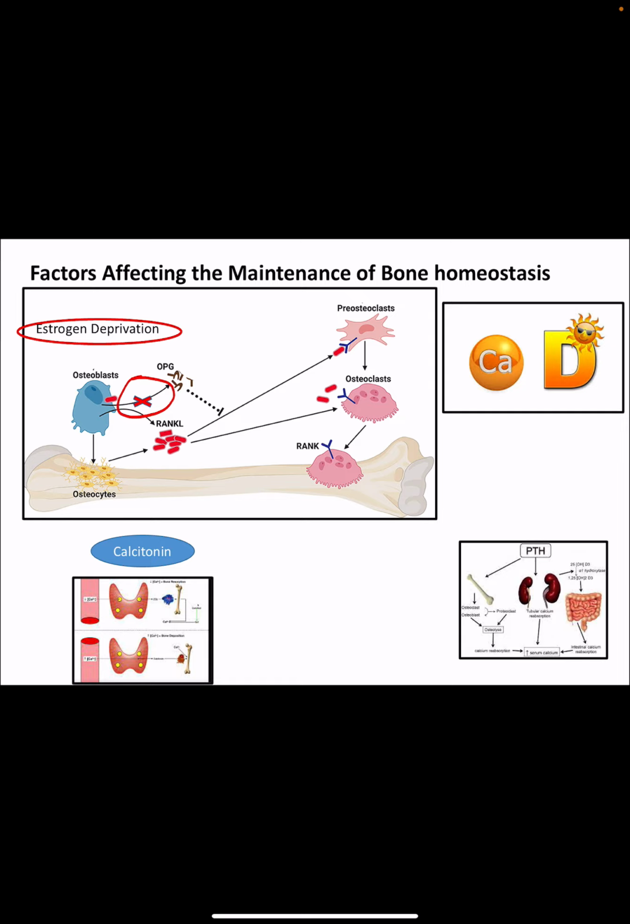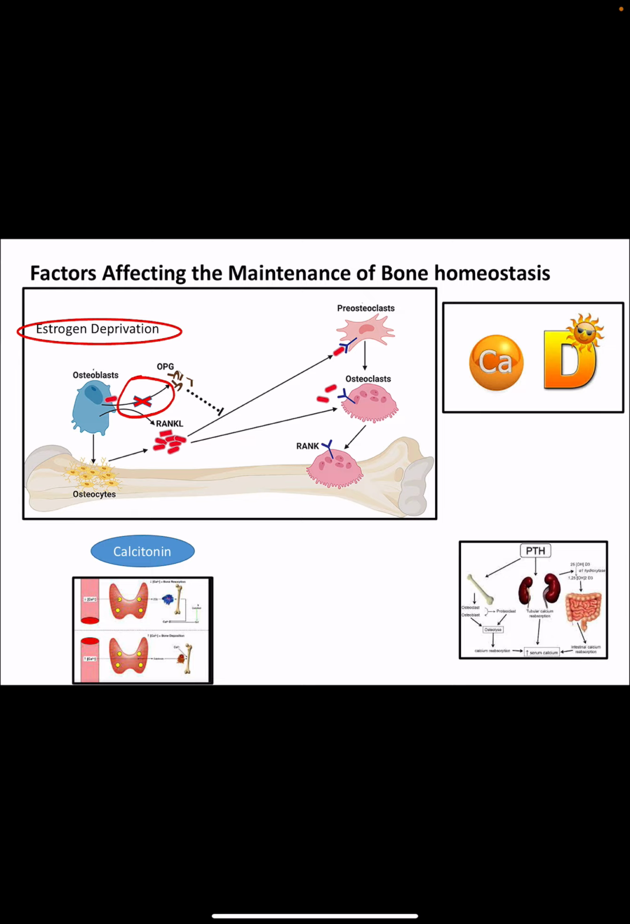Now, what if osteoprotegerin is blocked? What happens? The osteoclastic activity will keep on going. And this happens when we have what? Estrogen deprivation. Now, again, parathyroid hormone increases the calcium reabsorption, but at the same time increases osteoclastic activity. And calcitonin inhibits osteoclastic activity, and that's why it's one of the drugs that we will be using.